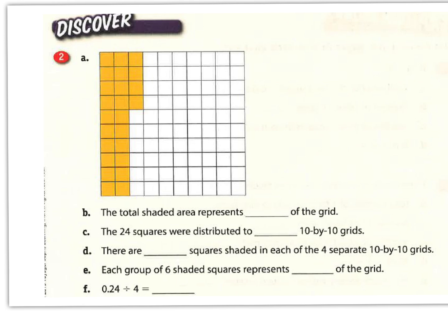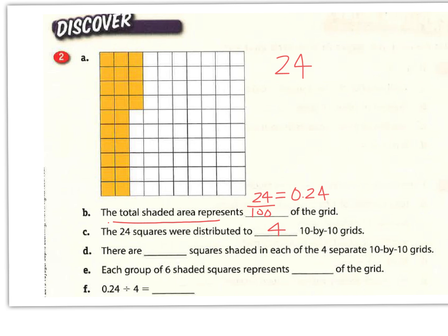Here it says we have a representation, 100 grid, and there are 10, 20, 21, 22, 23, 24 shaded in. So 24. So it says the total shaded area represents 24 out of 100, which also equals 0.24, 24 hundredths. Then it says for part C, the 24 squares were distributed to how many 10 by 10 grids? Well, this problem is we're going to distribute it between 4 grids. Okay, we're dividing 24 hundredths into 4.